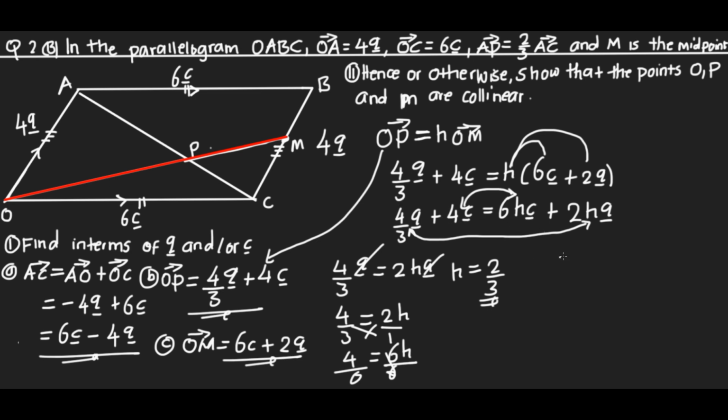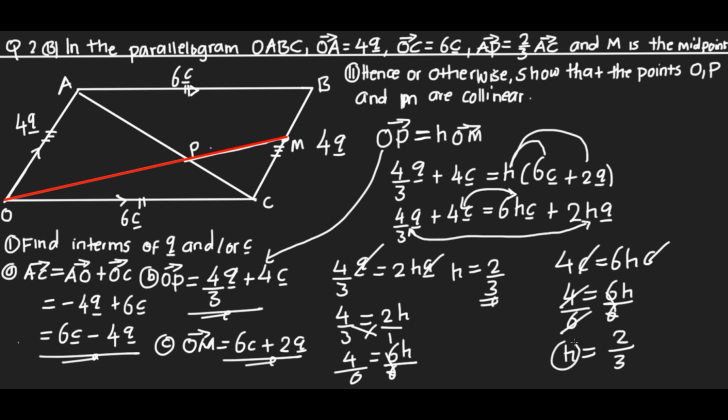So we have 4C is equal to 6HC. The C can be cancelled. Then we have 4 is equal to 6H. We divide by 6 on both sides, so H is equal to 2 over 3. As we can see, this H is equal to this H. Therefore, the points O, P, and M are collinear.